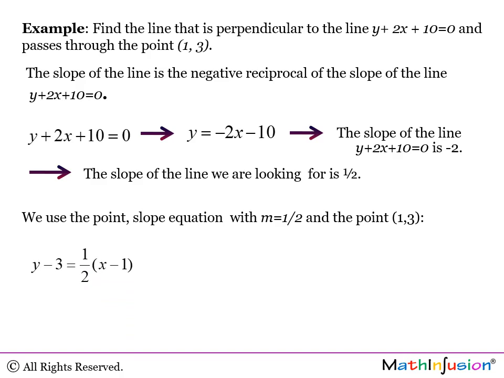And we get that. We can just simplify. And even simplify more. And we get that y equals 1 over 2 x plus 5 over 2. It is nice to simplify because you can see that the slope of this line is 1 over 2, which is exactly the negative reciprocal of the slope of the first line given in the problem, which is -2.